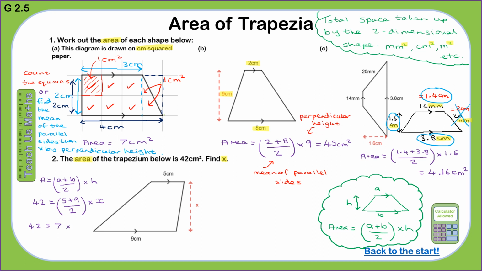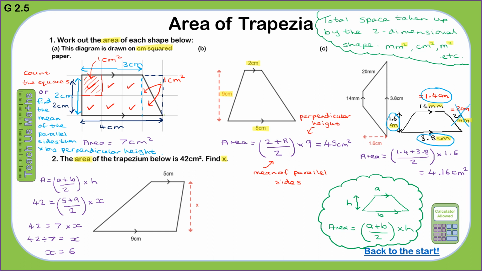Now we need to get the x on its own, so we need to do the opposite of multiplying by 7. We divide both sides by 7. 42 divided by 7 is x, so x is equal to 6. And the units, because we have used centimetres and centimetres squared throughout, the units for x is centimetres.